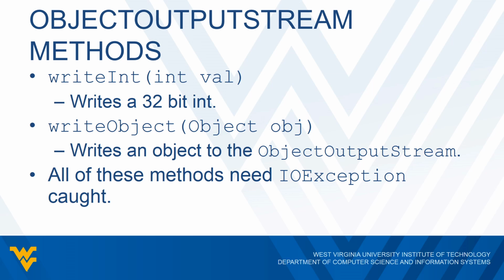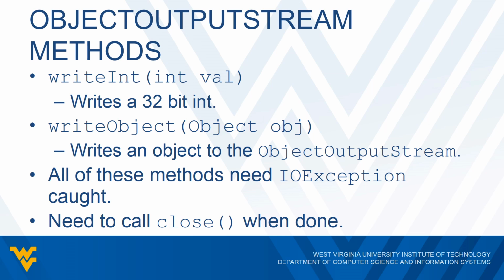And then just like with the FileOutputStream class, when you're done writing everything, you need to call the close method. So in our example, you would have os.close to close this particular object, and then you would need to use the close method from the FileOutputStream class. So you're going to be calling the close method twice, once for each object.